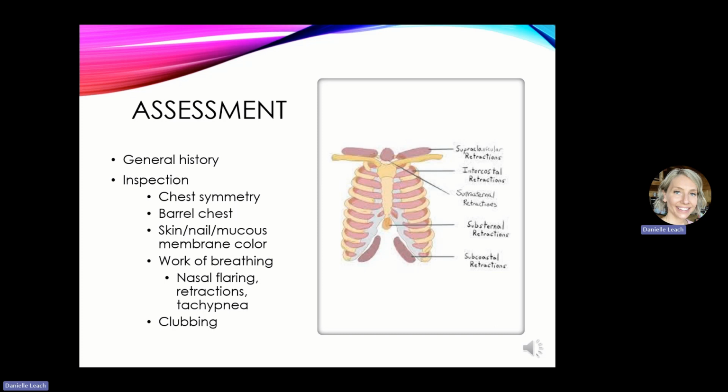Work of breathing, of course, we want to be easy and non-labored. Children can have nasal flaring and retractions, which is a little more common than in adults. If an adult is very thin, you could see retractions. And also, of course, tachypnea if they are air hungry. Clubbing is a little more rare in children. You could see it in children that do have a chronic respiratory disorder, especially something like cystic fibrosis or extremely severe asthma, but more for an older child.